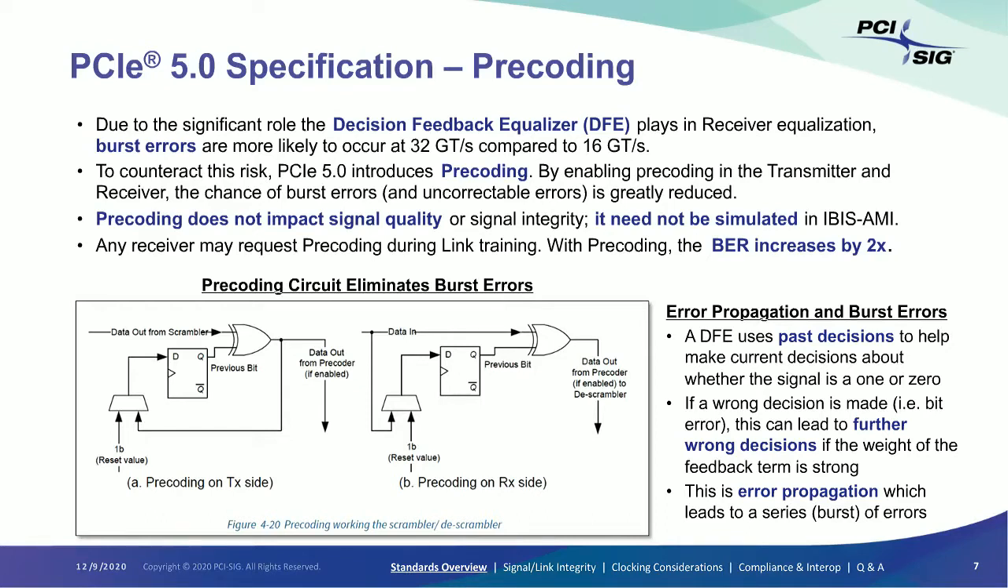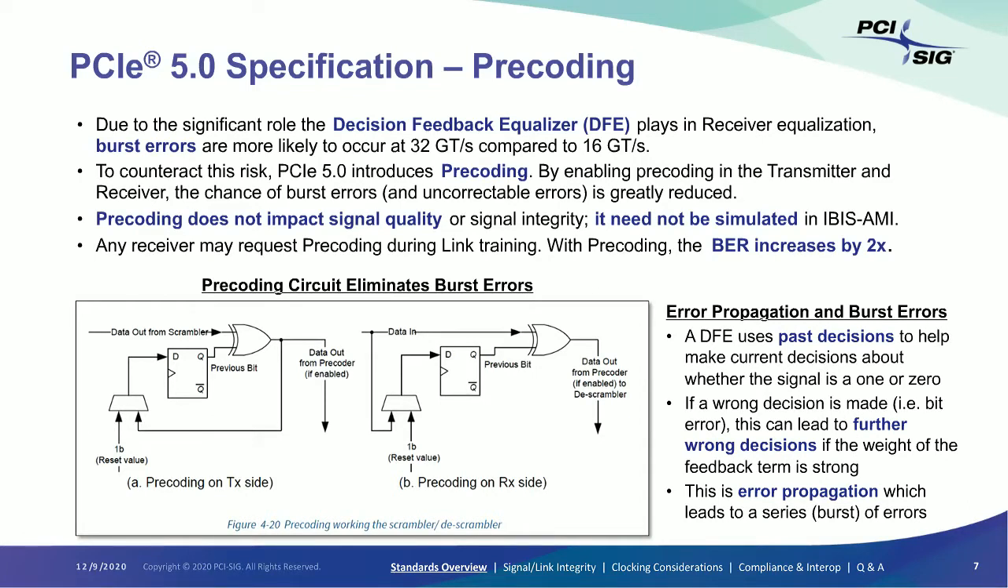So it's also important to note that every receiver in the system has the ability to request precoding during link training itself. So every transmitter must be able to implement precoding, and then it's up to the receiver to request that link partner transmitter to either enable or disable precoding for the receiver's benefit.